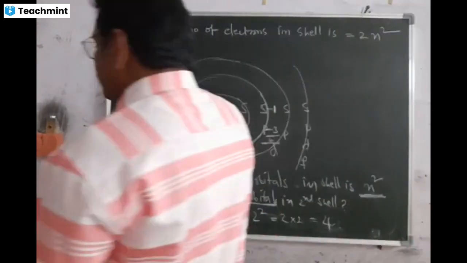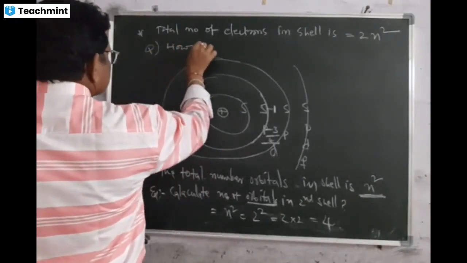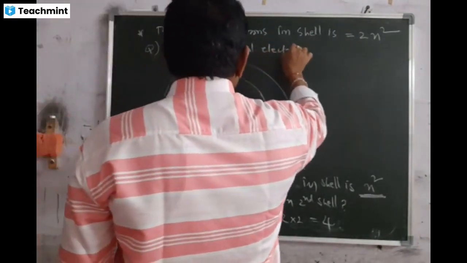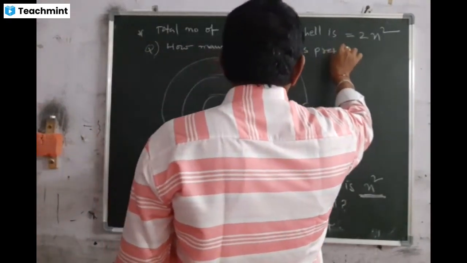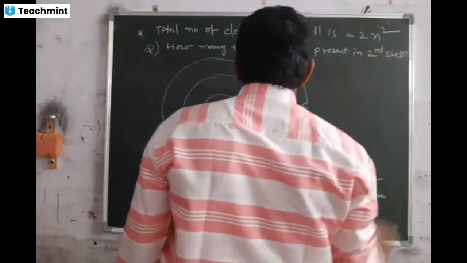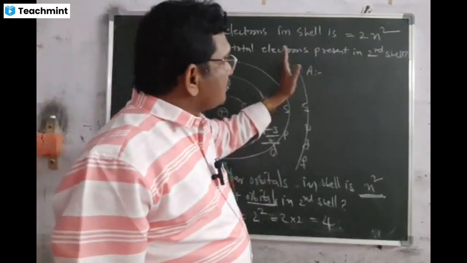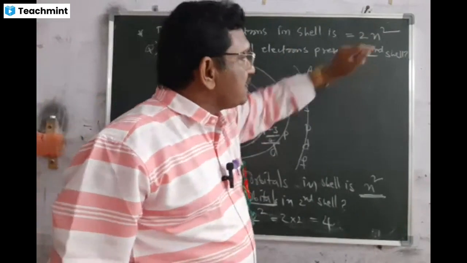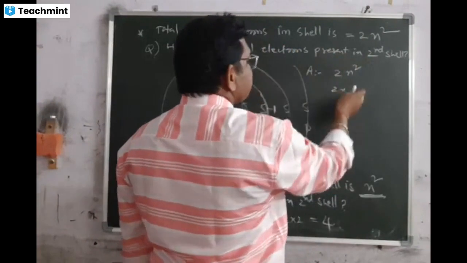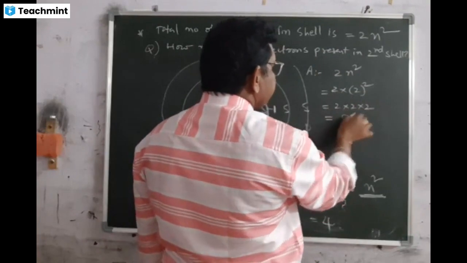So now I give you one example. Question: how many total electrons are present in the second shell? So what is the answer here? Whenever you want to calculate the total number of electrons in a shell, what is the formula? 2n square. 2n square means 2 into n, and the second shell means 2 square. 2 into 2 square, that is equal to 8.